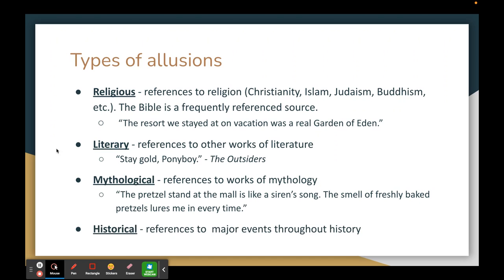Now, lastly, we have historical illusions. These are references to historical events throughout the course of history. So here we have, she told everyone my biggest secret. She's a real Benedict Arnold. Now, Benedict Arnold was a traitor during the American Revolution. So you're calling your friend a traitor here. Not a good thing.